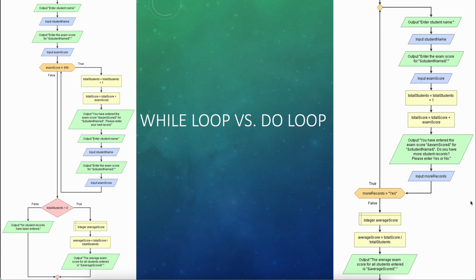With the do loop, it simplifies it because we did not have to get the exam score initially, because these steps will run at least once. So we can simply get the exam score as part of the loop and use the more records variable for the user to indicate if they are done or not. So the do loop can simplify this versus needing that specific Sentinel record.